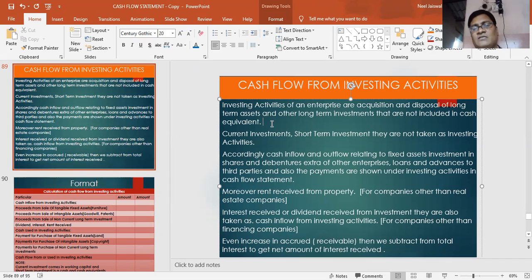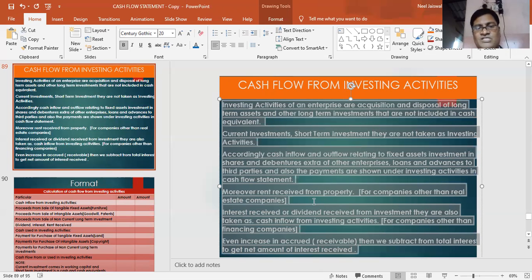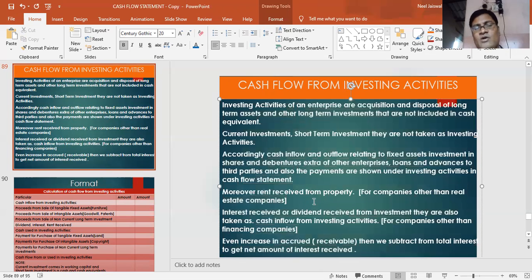One more thing, students: rent received, interest received, dividend received, these are all received because of past investments. Rent received, you have invested in a building, you received rent. Interest received or dividend received, you have invested in debentures or shares for long term, and you are receiving interest and dividend. So these are all cash flow from investing activities.